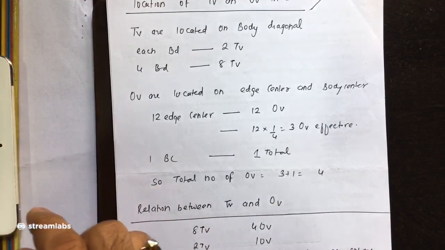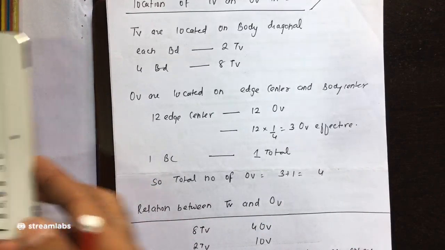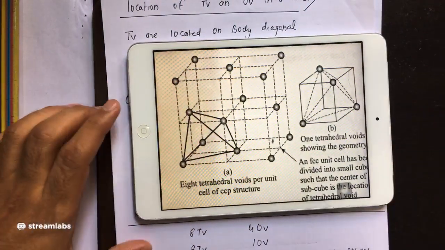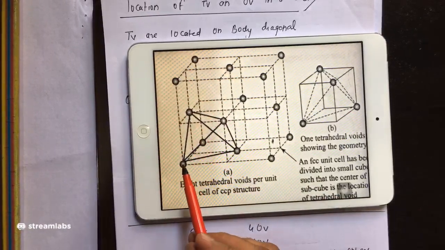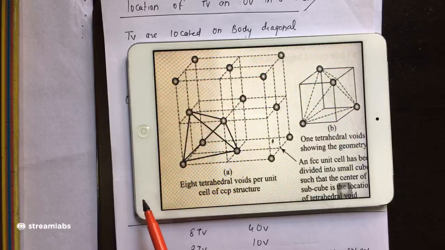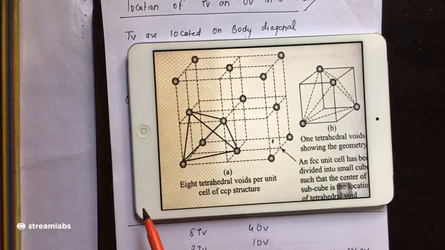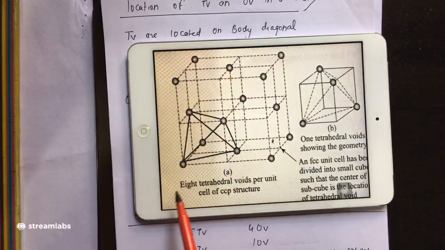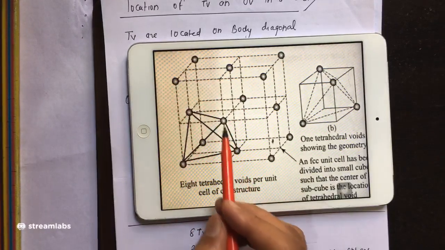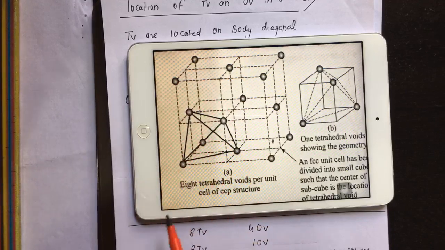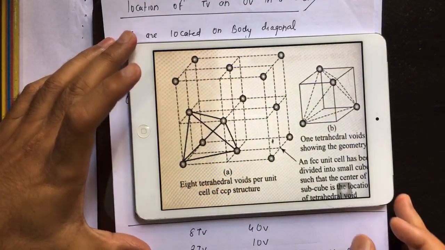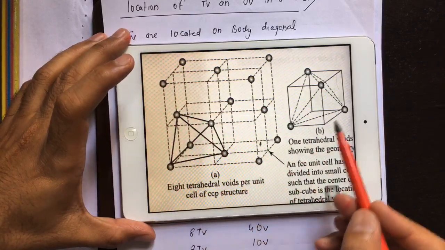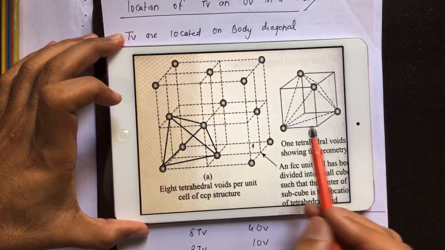Again, if you want to see, I'll show you the arrangement of a lattice. If you see this lattice, these are 8 small cubes I have made, and these are 8 tetrahedral voids per unit cell of CCP. There are 8 tetrahedral voids per unit cell of CCP. If you see this corner, this one, and this one, these are making the tetrahedral arrangement, and this is the void over here. When you make a tetrahedral, 4 spheres are making a tetrahedral arrangement. Out of these 8, we have just taken out this particular arrangement. So this is what I'm talking about.